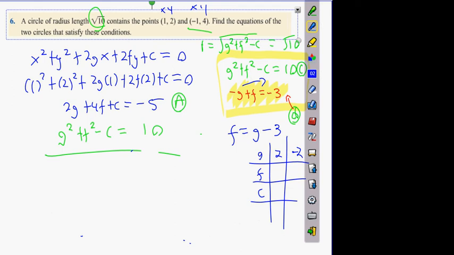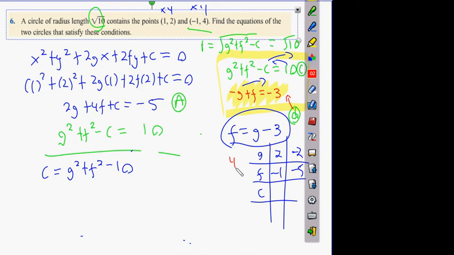F equals g minus 3, which is here. We're just going to take 3 away from the g values, so we get minus 1 and minus 5. And then the c value, we'll just use c here. C equals, bring the c to the right and the 10 to the left. C equals g squared plus f squared minus 10. So square the g value, we get 4. Square the f value, we get 1, minus 10.